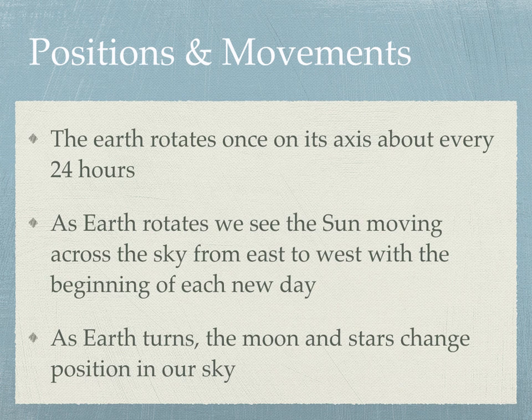The Earth rotates once on its axis about every 24 hours. If you were to look at Earth from the North Pole, it would be spinning counterclockwise. As the Earth rotates, observers on Earth see the Sun moving across the sky from east to west with the beginning of each new day. We often say that the Sun is rising or setting, but actually, it is the Earth's rotation that gives us this perception of the Sun rising up or setting over the horizon.